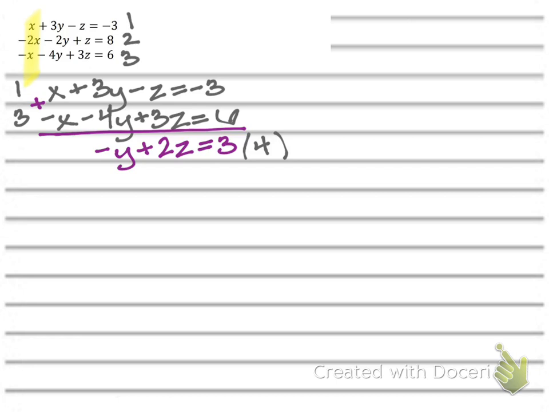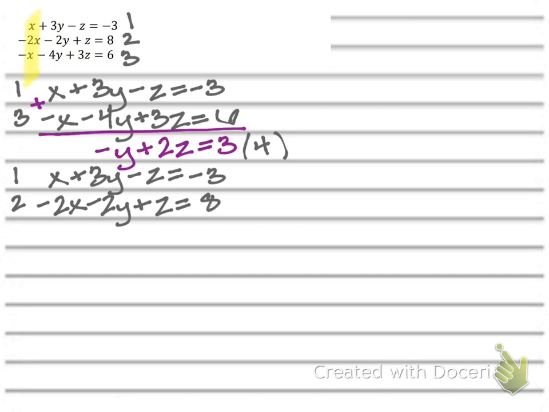Now I'm going back up to my original guys and picking 2 other equations to use. I can't use 1 and 3 again, because if I did, I'm going to get the same equation again, right? So I've got to use 2 different ones. Let's use 1 and 2. I chose 1 and 2 because the signs are different, so I don't have to worry about multiplying by a negative. So 1 is x plus 3y minus z is negative 3. And then 2 is negative 2x minus 2y plus z is 8.